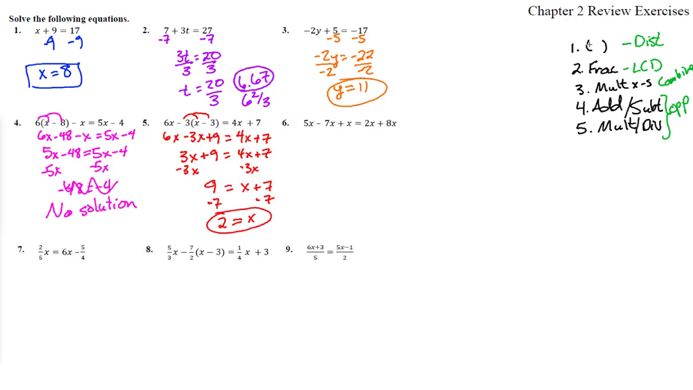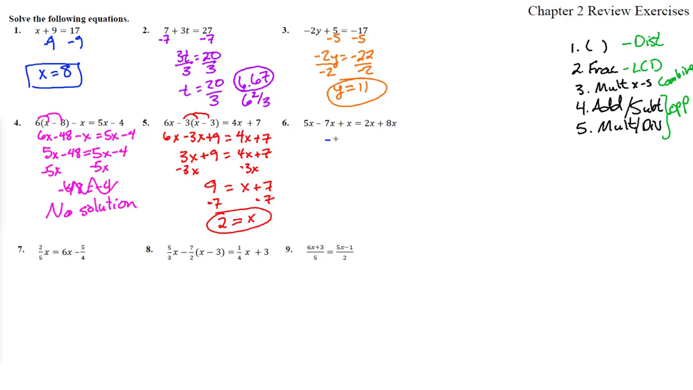Do we have any parentheses? Notice we start right up here. Anytime we want to solve, we start right up at step number 1. Do we have any parentheses? No. Do we have any fractions in this one? No. Do we have multiple x's? That's all we have. X's everywhere. 5x minus 7x plus x.